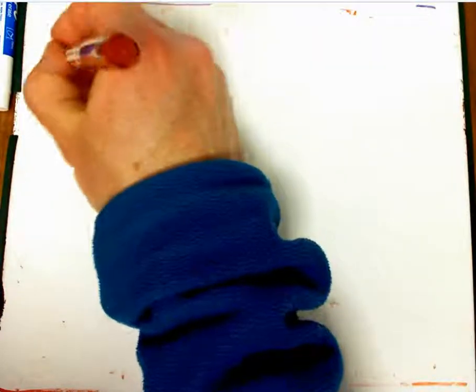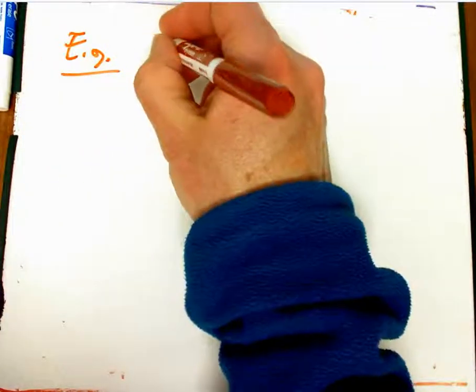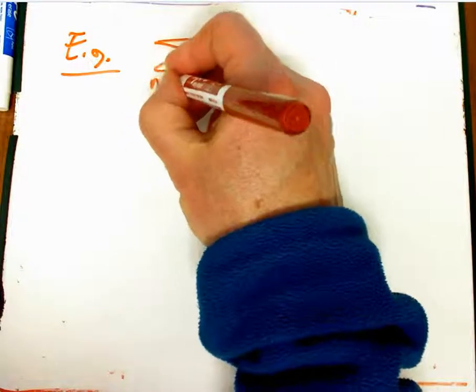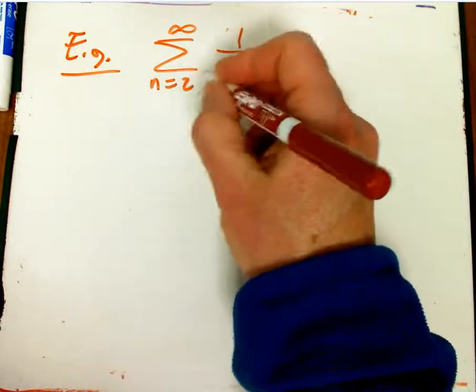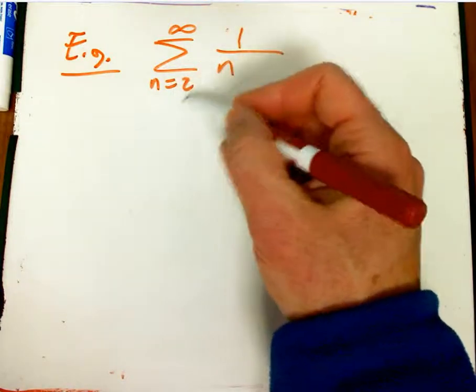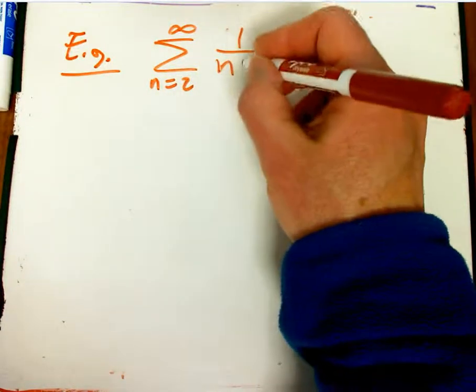So for example, something moderately complicated. I'm going to go from 2. You'll see why in a minute. This never really matters. This can be 1, 2, 1,000, a million. As long as it's a finite number, in terms of convergence, it never matters.